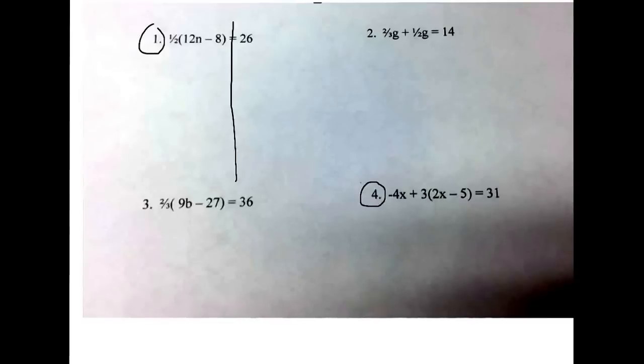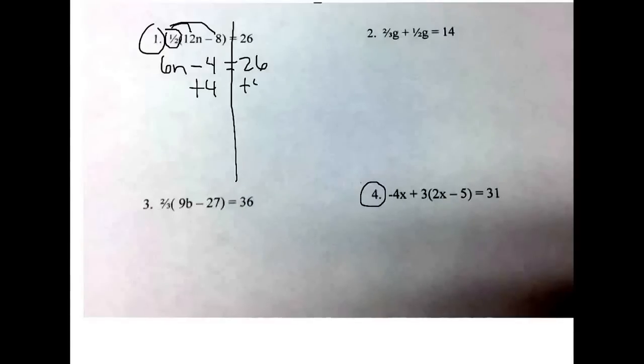We're still going to work on simplification of the left and simplification of the right. So in this one, we have parentheses, which lets us know we have distributive property. So we're going to distribute this 1/2 to both parts. So 1/2 times 12 is 6n, and 1/2 times a -8 is -4, equals 26. Okay. From there, we see a -4, so we do +4, +4.